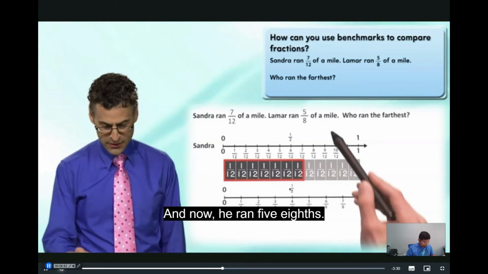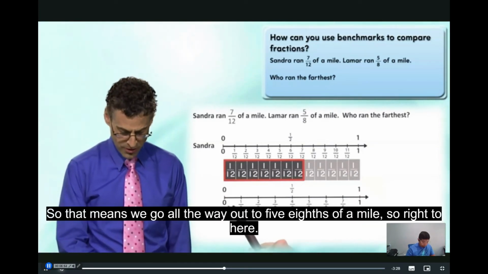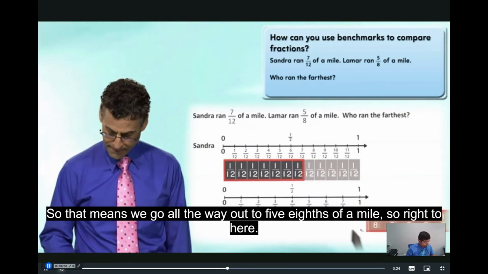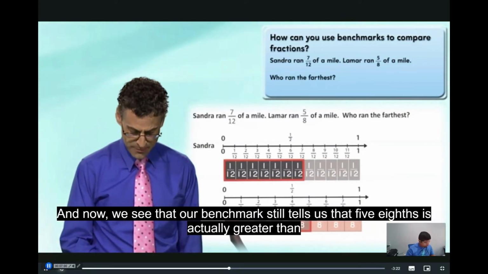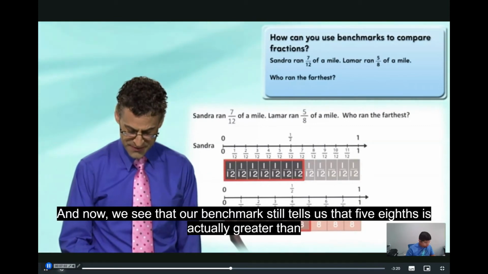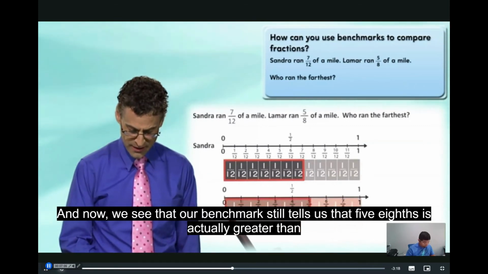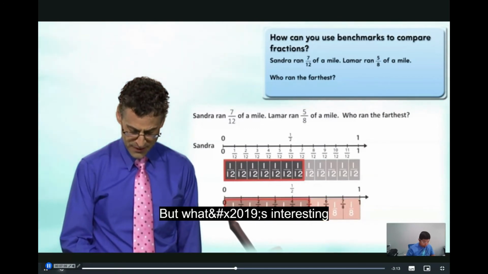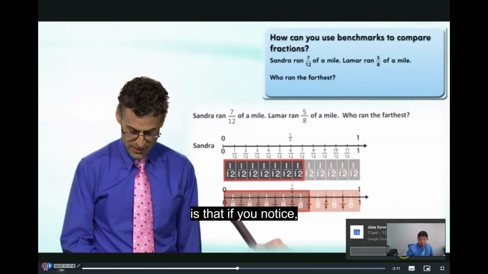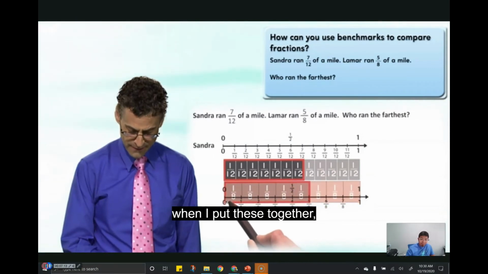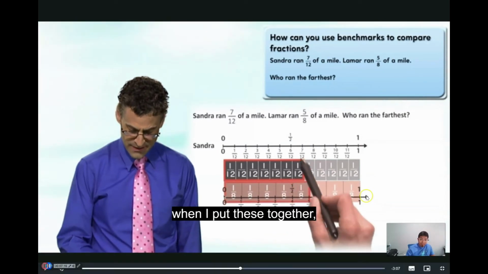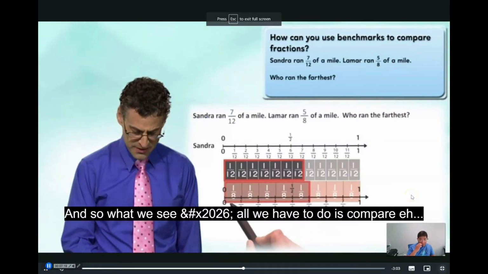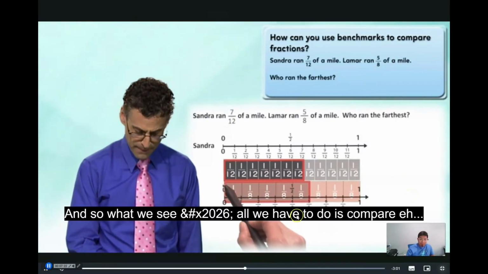Great. And now he ran 5/8, so that means we go all the way out to 5/8 of a mile, so right to here. And now we see that our benchmark still tells us that 5/8 is actually greater than a half. But what's interesting is that when I put these together, these align right along the 1/2 line.